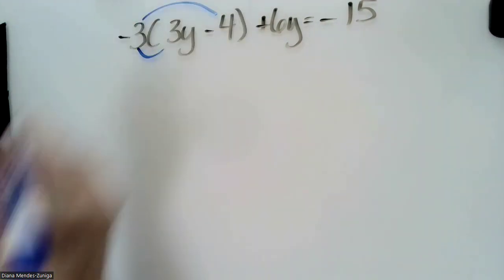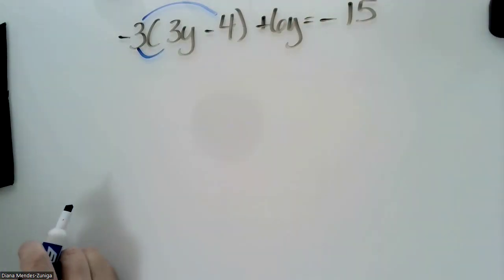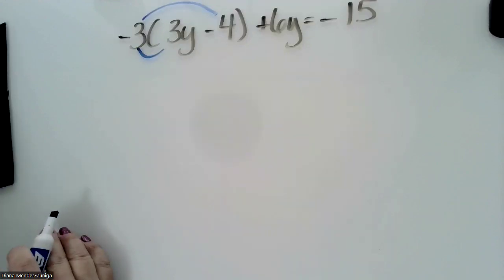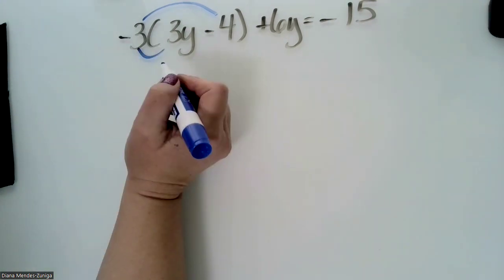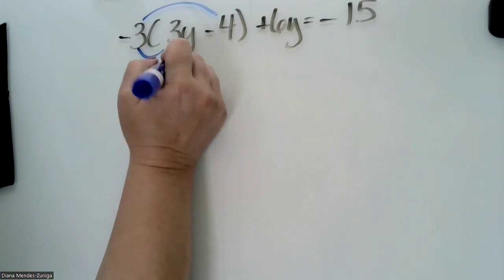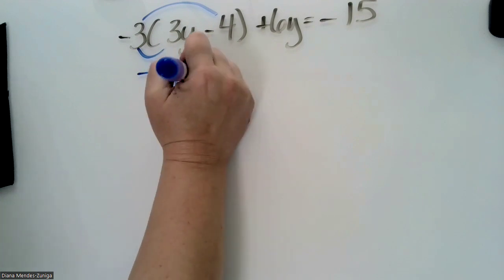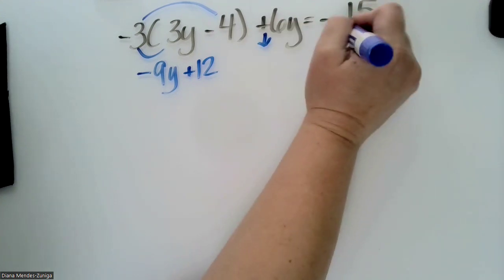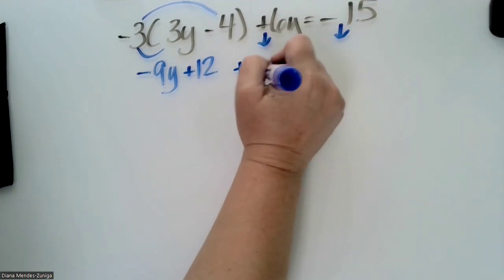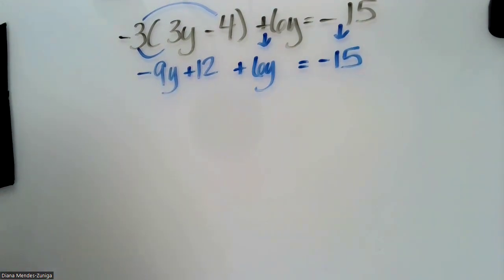First of all, our first step is going to be to distribute. So before we do anything else, let's just do our first step. We don't need to worry about anything else. It makes it a little bit too difficult. But if we chunk it up into steps, it makes it a little bit easier to manage. So negative 3 times a 3y is going to give us a negative 9y. And then a negative 3 times a negative 4 is going to give us a positive 12. Now we've done our first step. Let's go ahead and bring this information down because we did not use it. 6y equals negative 15.